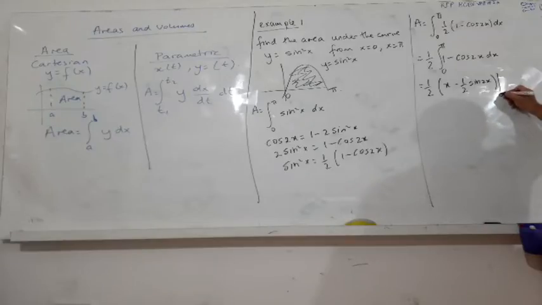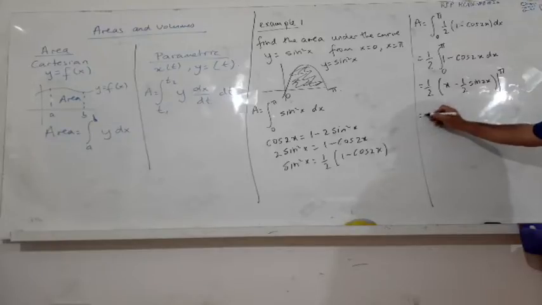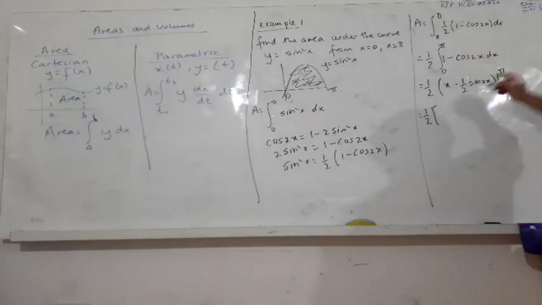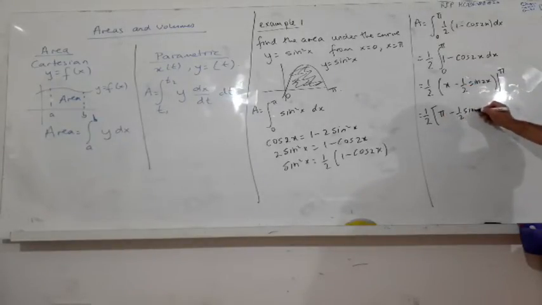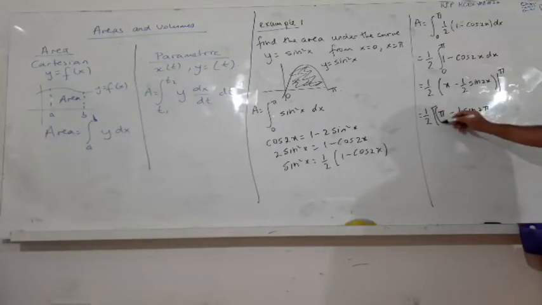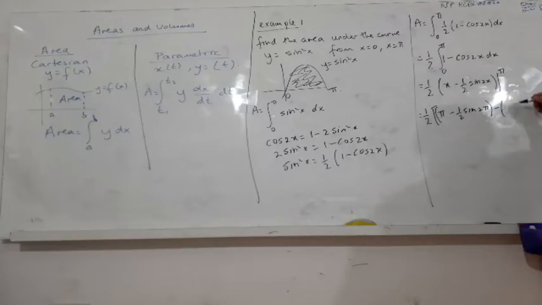Those are the boundaries given in the question. So let's substitute pi, minus 1 over 2 sine 2 pi, minus, put 0 there, 1 over 2 sine 2 times 0.